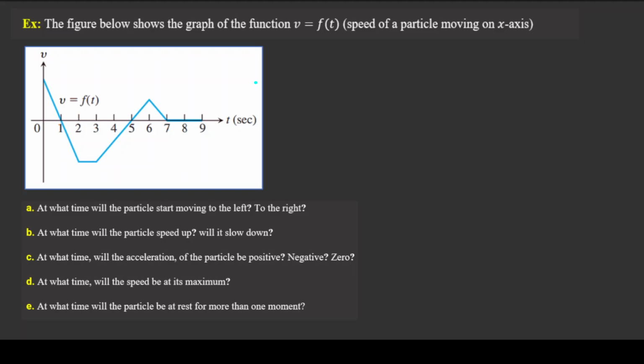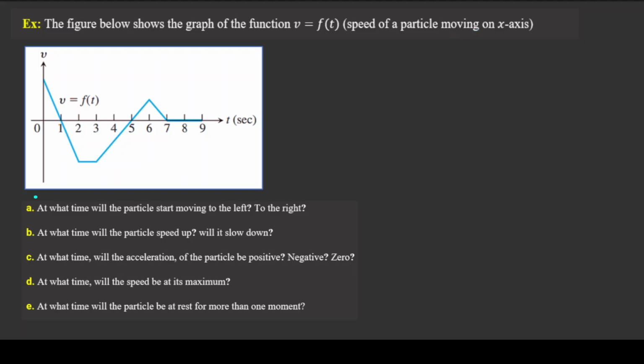Okay guys, we have another example regarding horizontal motion. The example says the figure below shows the graph of a function v equals f of t. So pay attention guys. The given is velocity, not position function. The given is velocity, and the problem explains the speed of a particle moving on the x-axis. X-axis means the motion is horizontal.